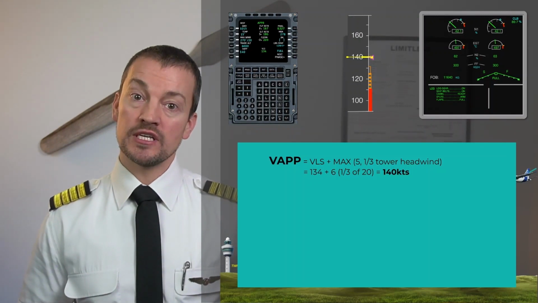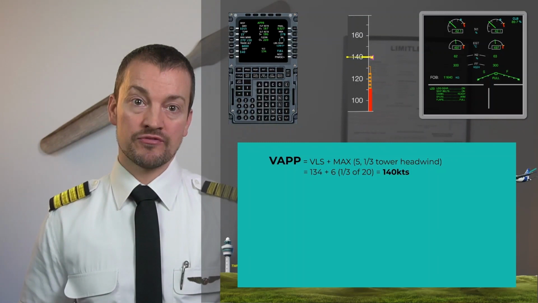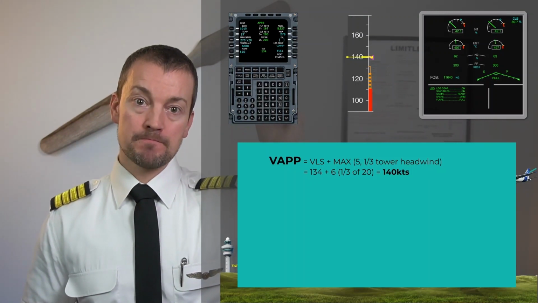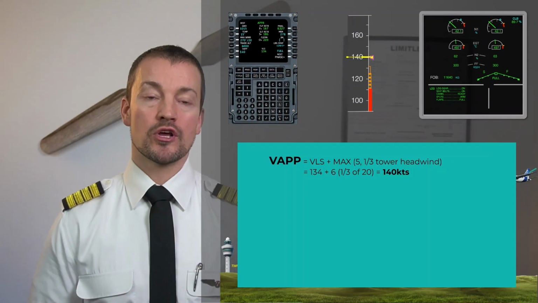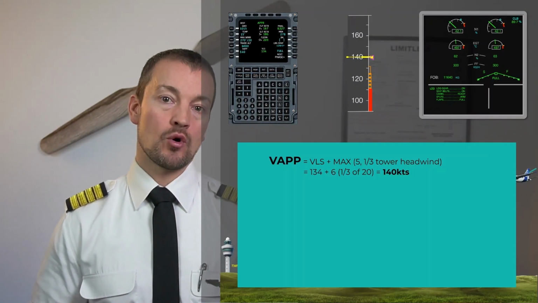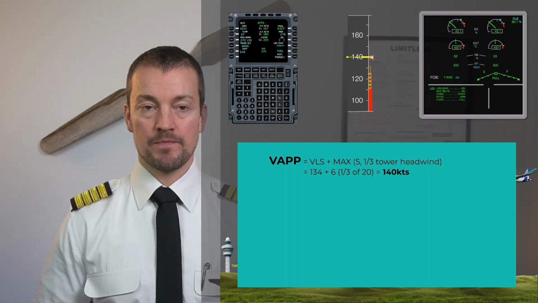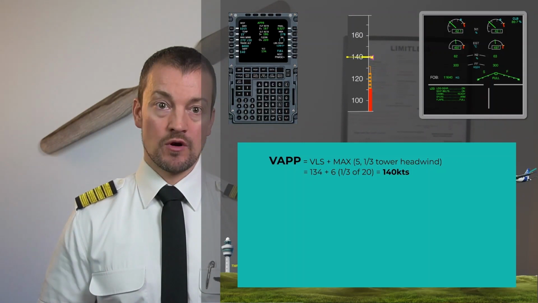So my V approach is 134. That is VLS for config full. You can also see that up here. Plus 6 knots, which is 1/3 of 20. The system will always round up or down to the highest value. It gives me a V approach at 140.